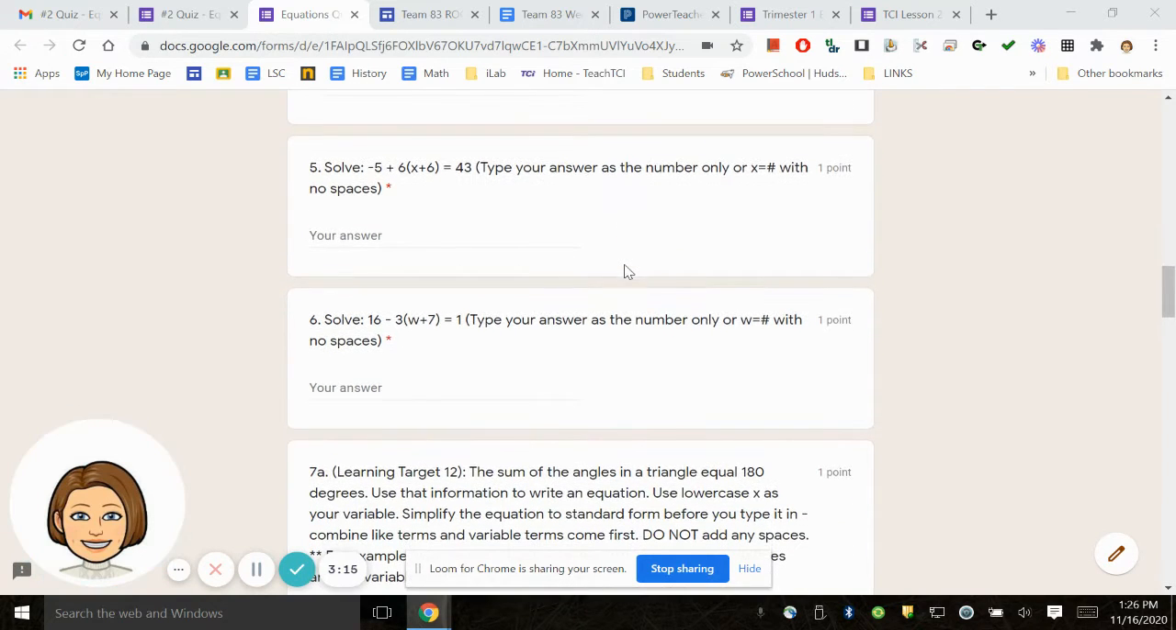Number 5, another negative. Negative 5 plus 6 times the quantity x plus 6 equals 43. Again, your answer is x equals your answer. No spaces.